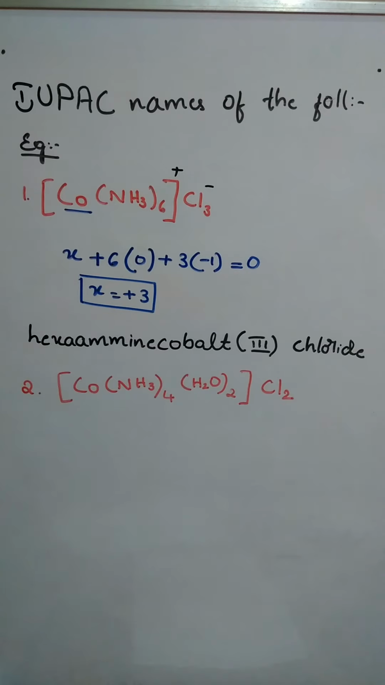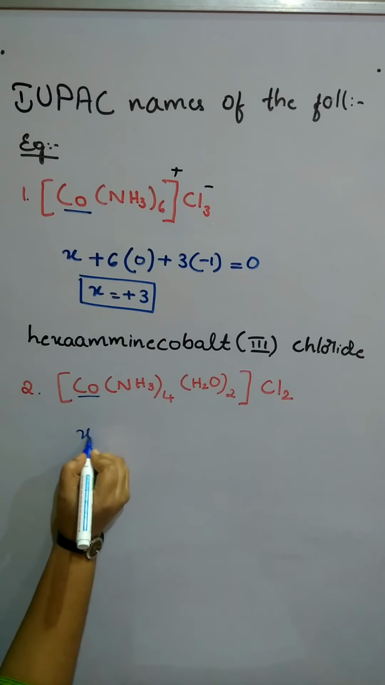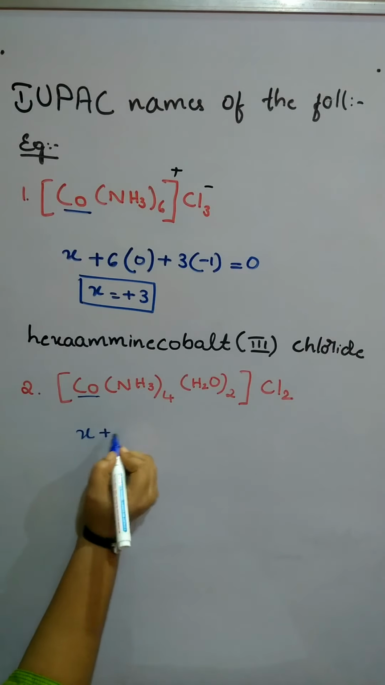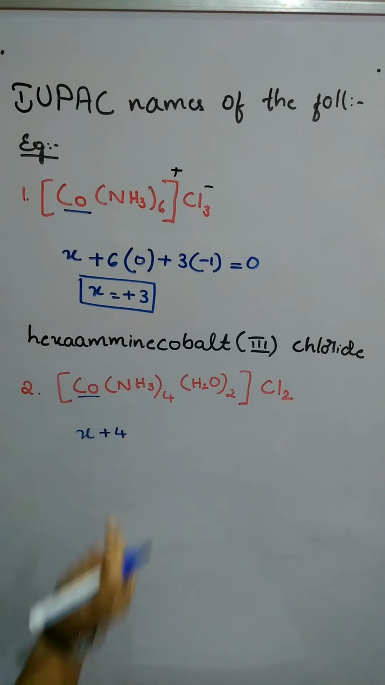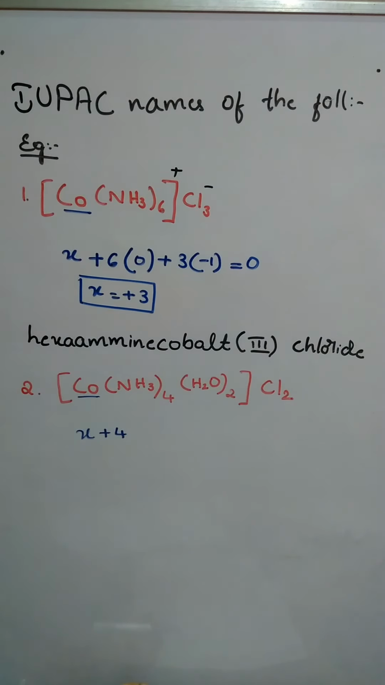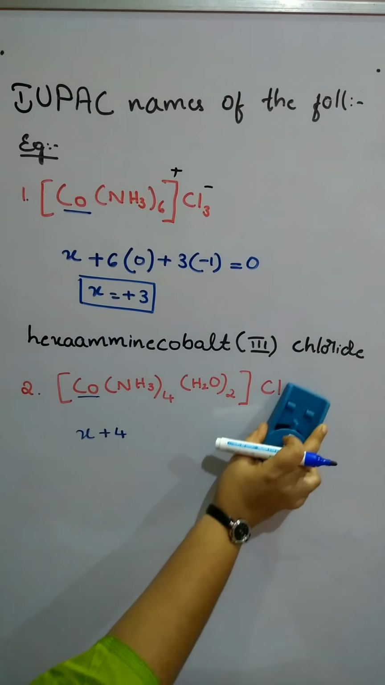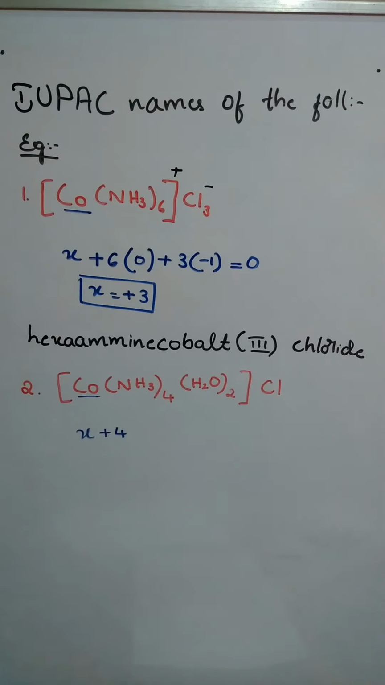So this is the next example. Check in this example. First we shall calculate the oxidation state of the metal here. So the metal is cobalt once again, X plus 4. Just a minute, it is not Cl2, it is Cl3. Make it as Cl3.